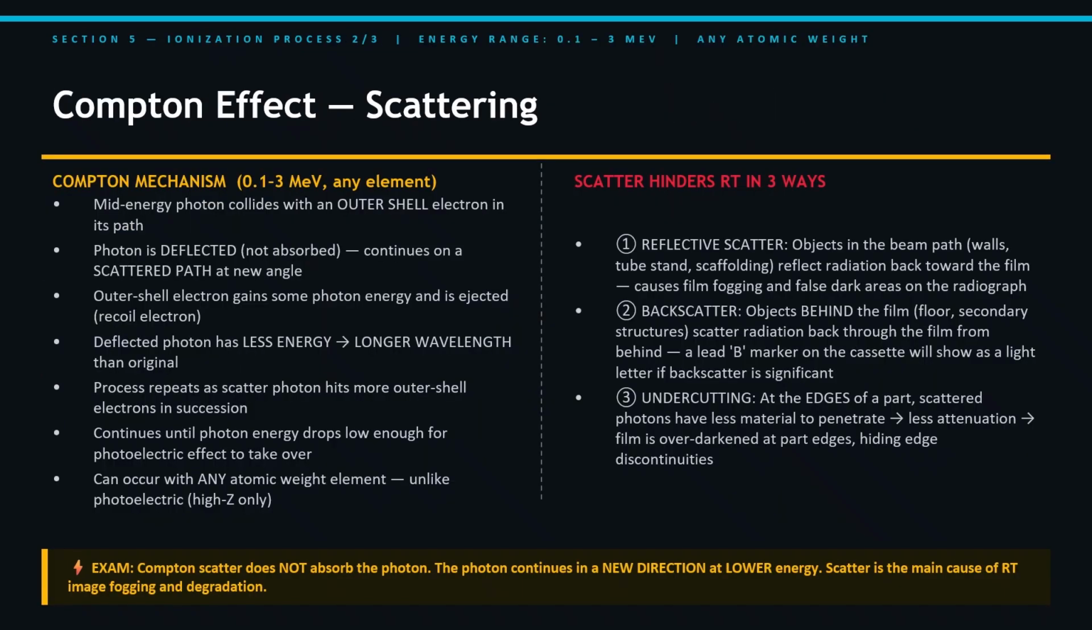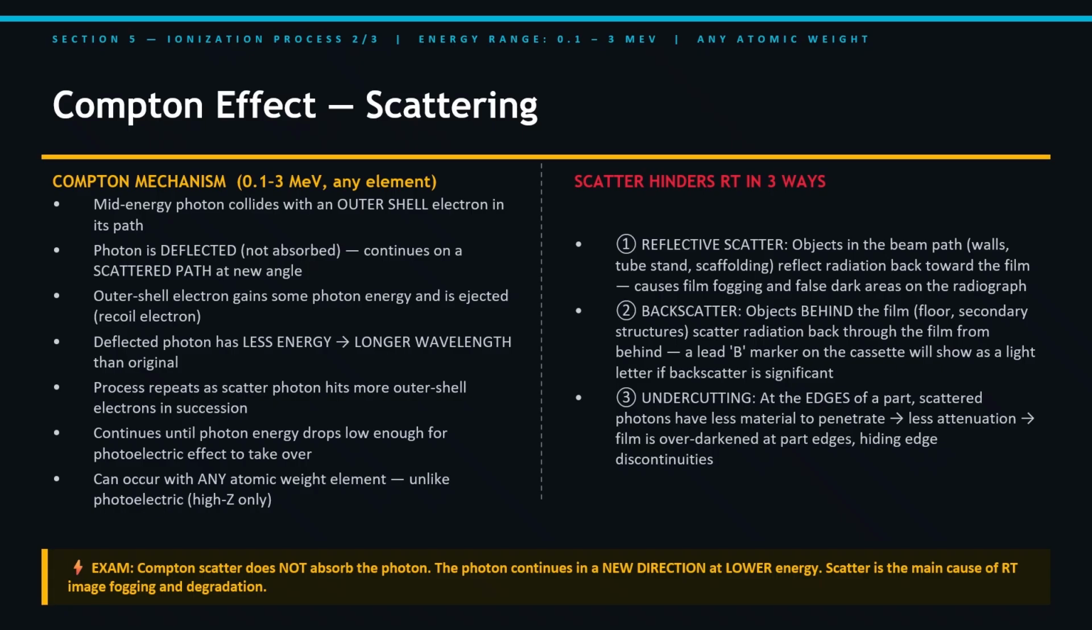The Compton effect is different because the incident photon is not completely absorbed. Instead, the photon interacts with an electron, transfers part of its energy to that electron, and then continues in a different direction with lower energy. That scattered photon can interact again, creating additional scattered radiation.